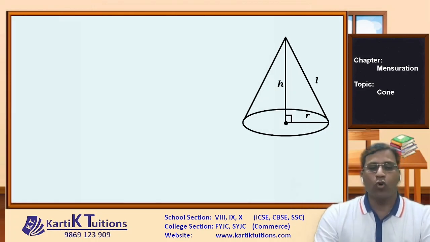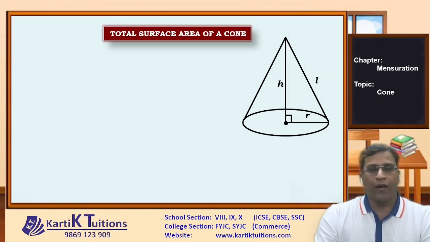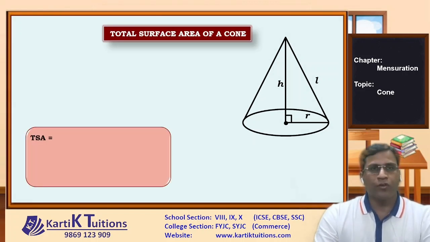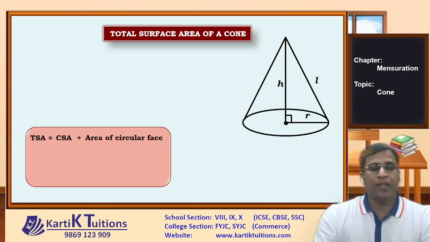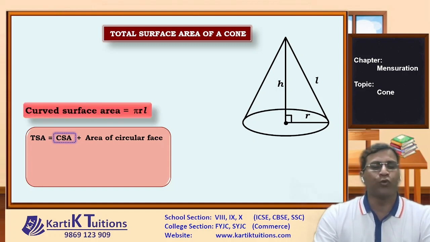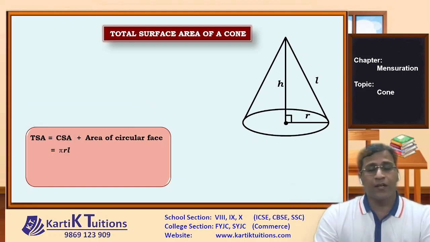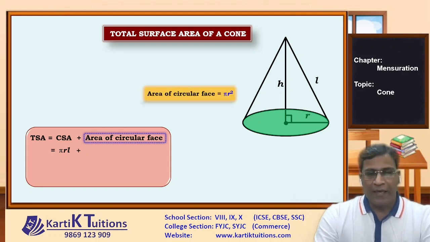Now next is total surface area. Now what is total surface area? Basically it is curved surface area plus area of the base face. Now we just saw the formula of curved surface area. What is the formula of curved surface area? It is pi r l. So let us substitute that value. And the area of the circular face. Circular face means circle. So what is the area of a circle? It is pi r square. Now when I say pi r square, can I substitute that value? Yes. So I write here plus pi r square.